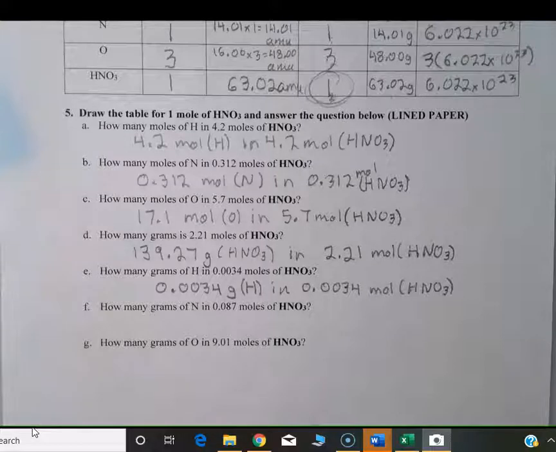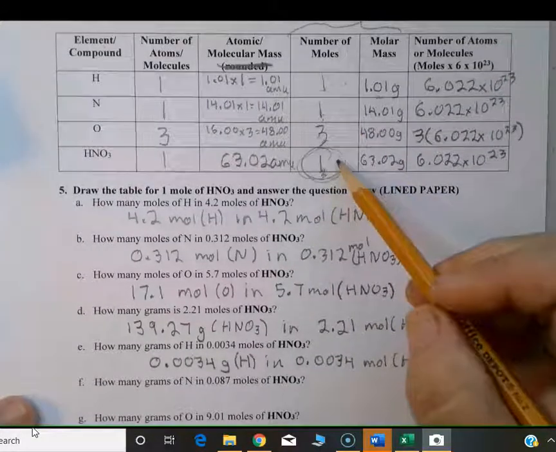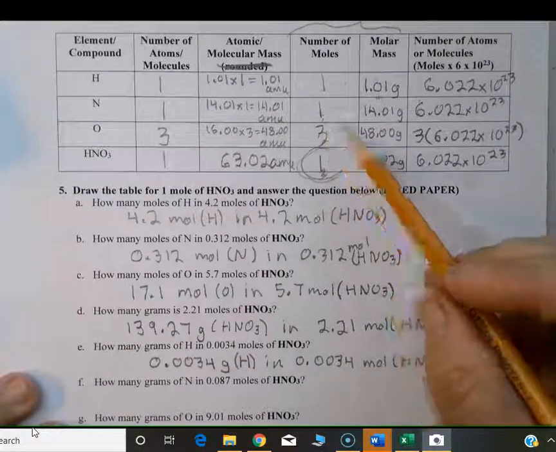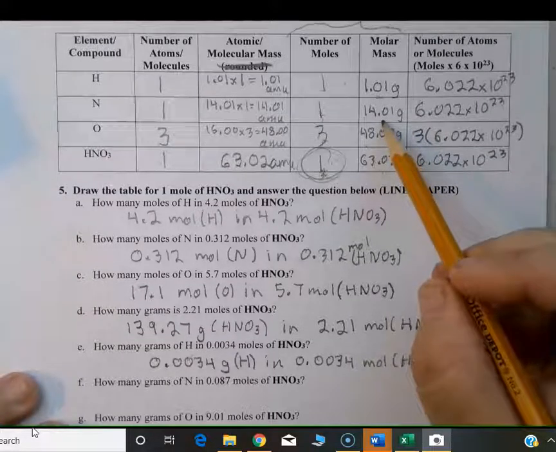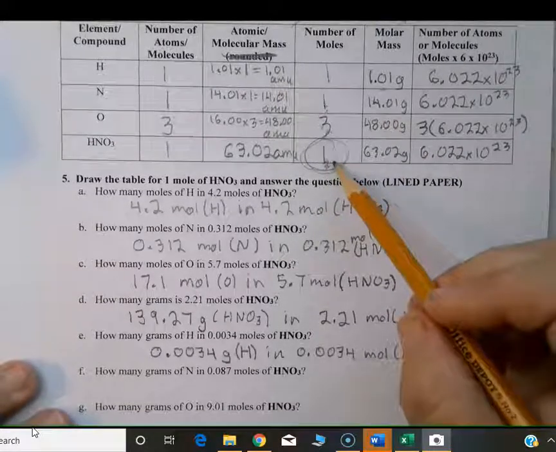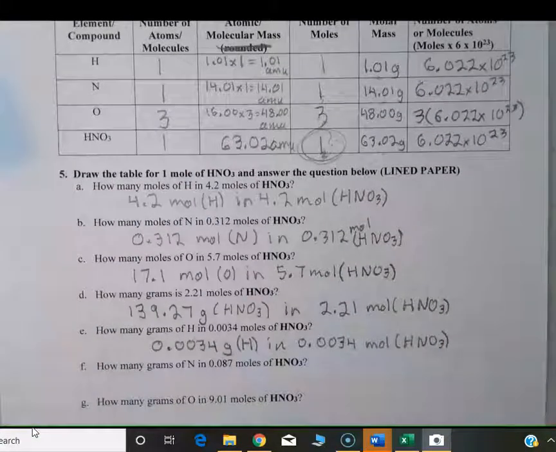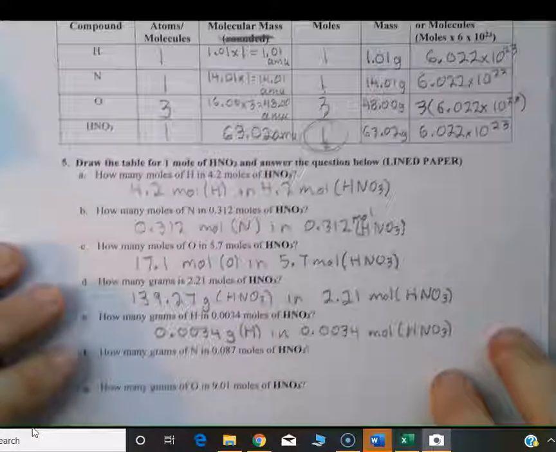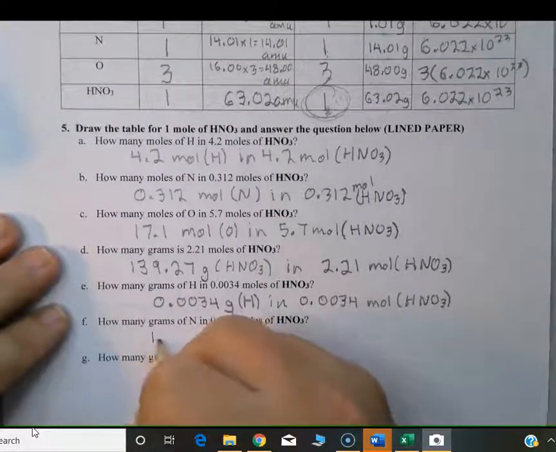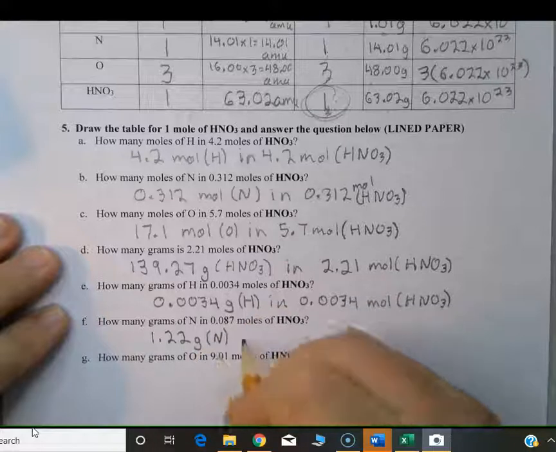How many grams of nitrogen in 0.087 moles of HNO3? So nitrogen, again, is a 1-to-1 relationship. So if I want 1 mole of HNO3, I need 14.01 grams of nitrogen. If I only want 0.087 moles of this, I need only 0.087 times this many grams. So do the math on that. And that gives us 1.22. Unit of measure and the substance, nitrogen.